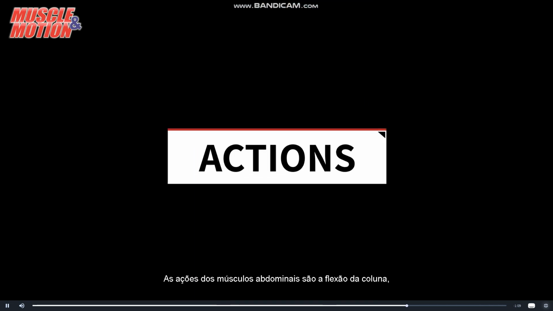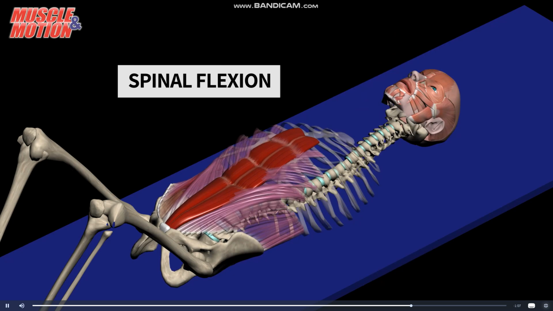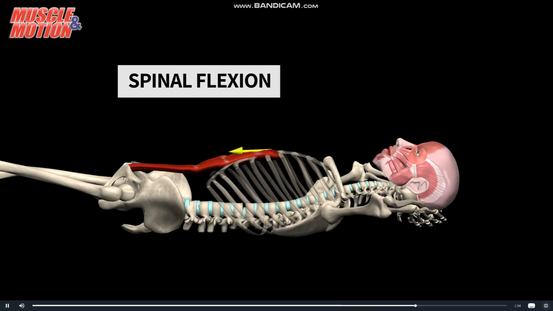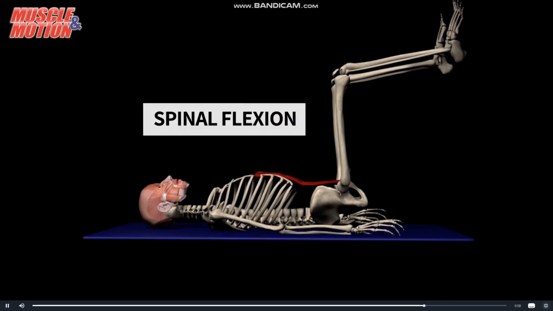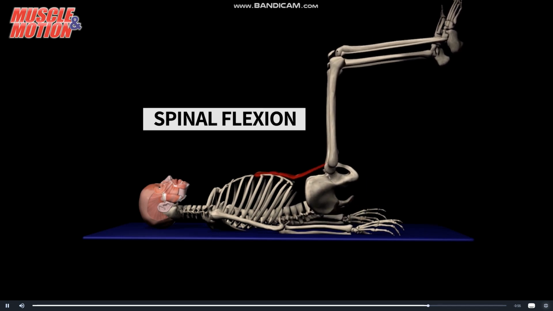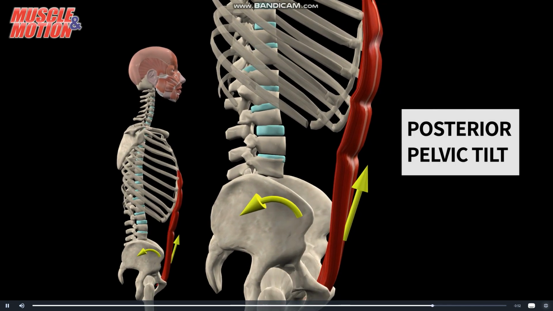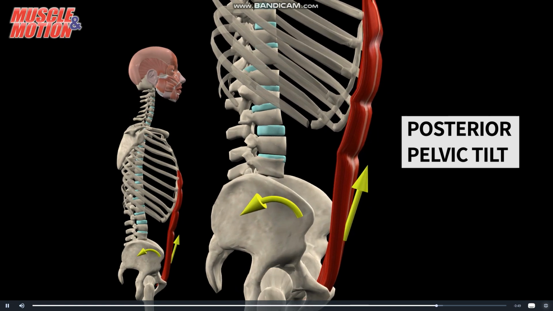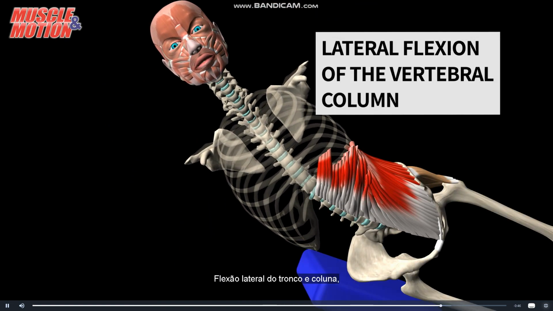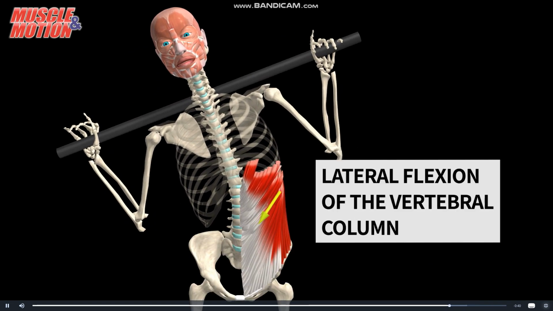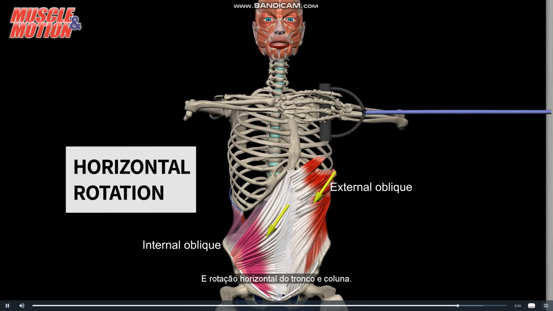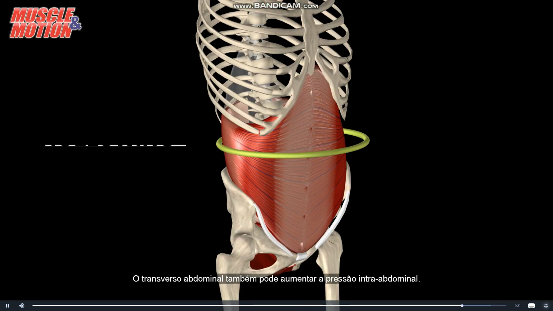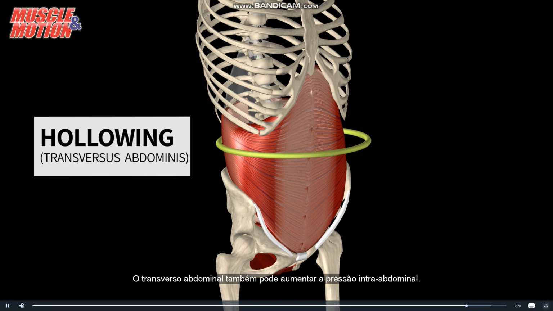The actions of the abdominal muscles are spinal flexion, posterior pelvic tilt, lateral flexion of the trunk and spine, and horizontal rotation of the trunk and spine. The transversus abdominis also can increase intra-abdominal pressure.